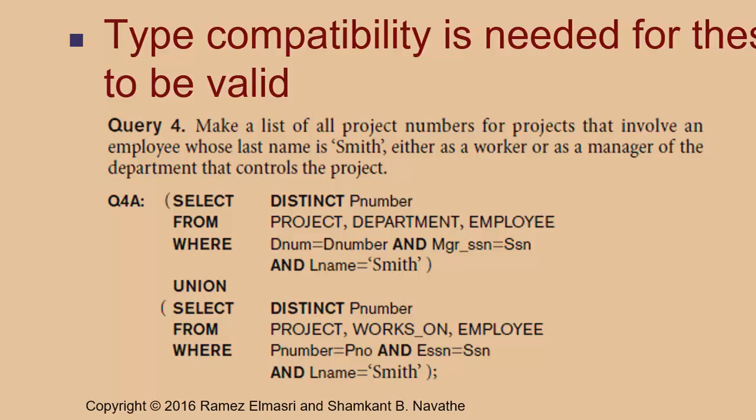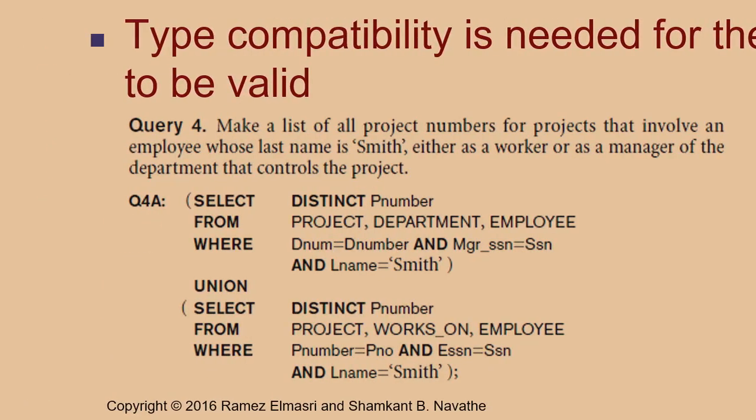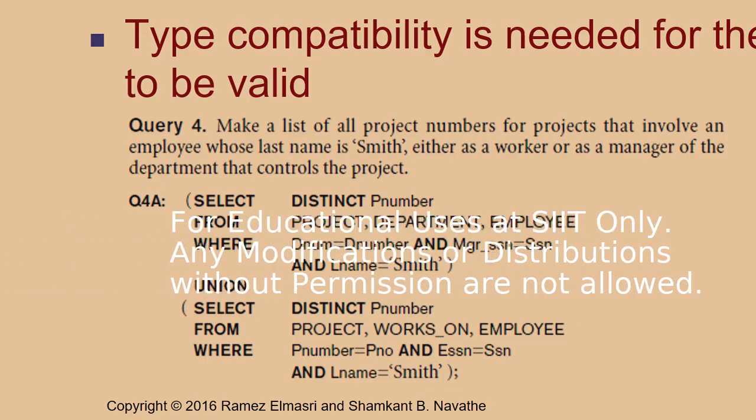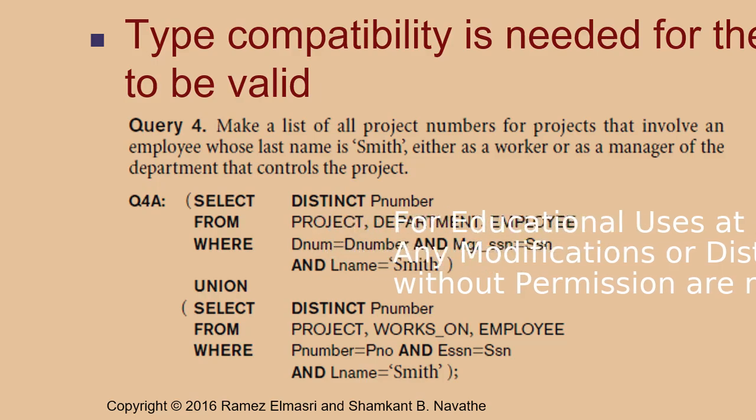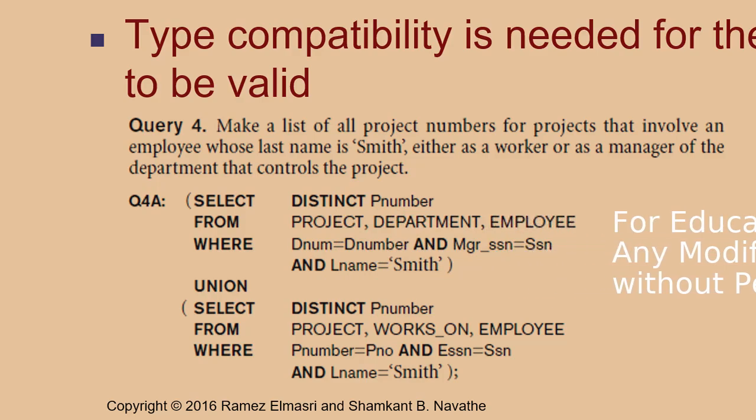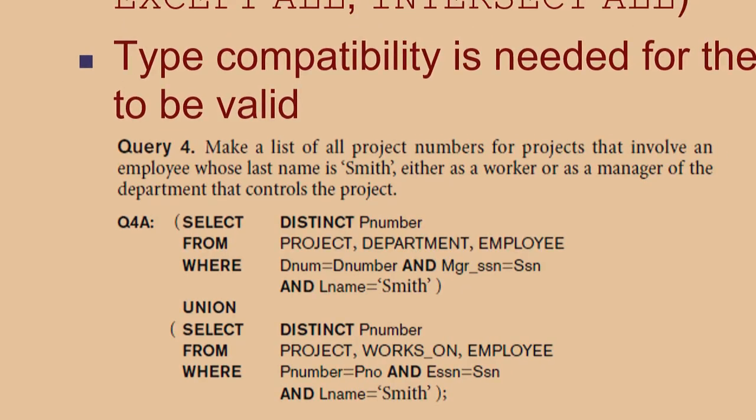But when you go into union or do something in set operations, you have to check whether both of them are union compatible or not. What is union compatible? Same number of columns, same type of columns, and the same names of the columns. If not, you cannot use the set operation. You have to check union compatibility.